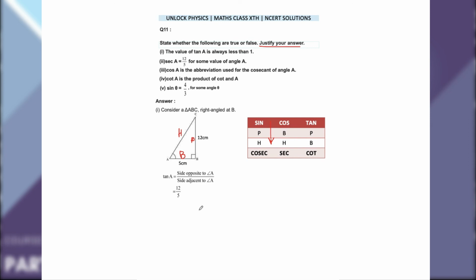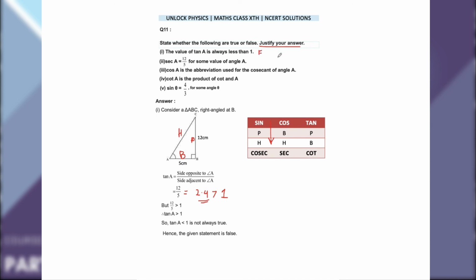Now if we divide 12 by 5, we would get something around 2.4. Okay, 2.4 is greater than 1. Hence we know that 12 by 5 is greater than 1. So tan A is greater than 1. So tan A is less than 1 is not always true. Hence the given statement is false.